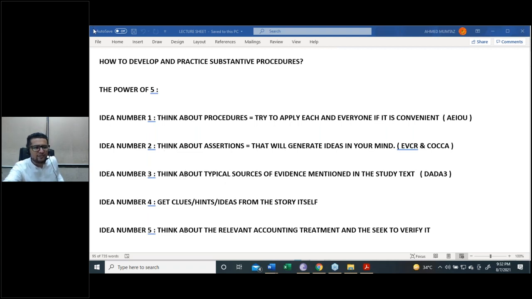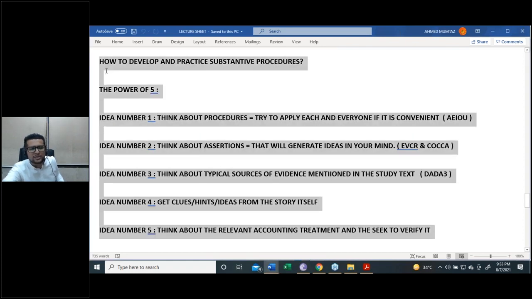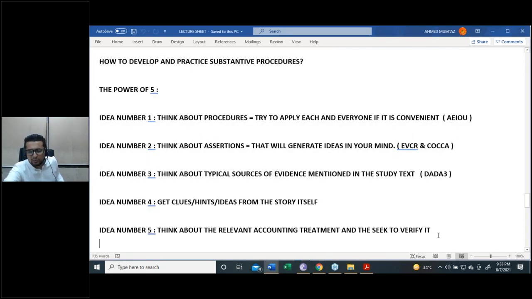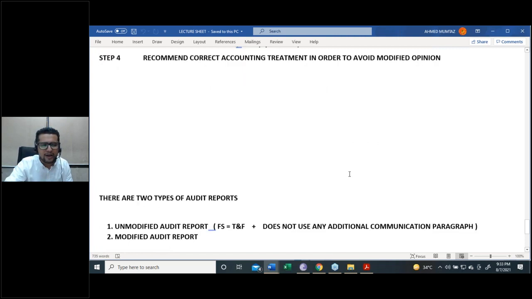Once you have typed and learned all the questions, every time you are attempting a substantive procedure question, put this sheet in front of you. Okay, we are closing up, we are wrapping it up.